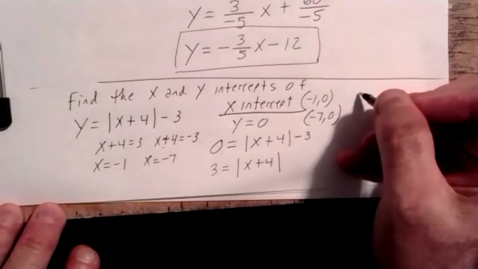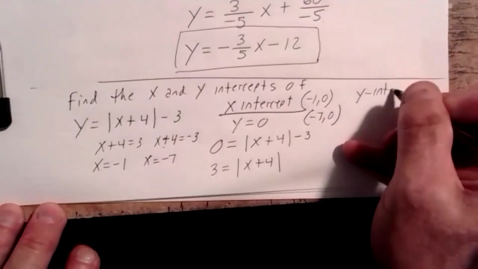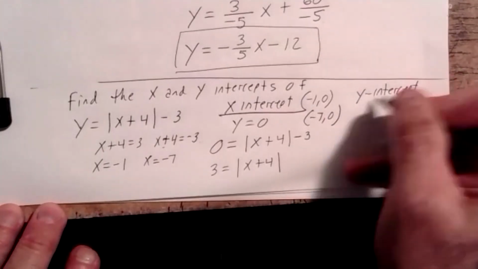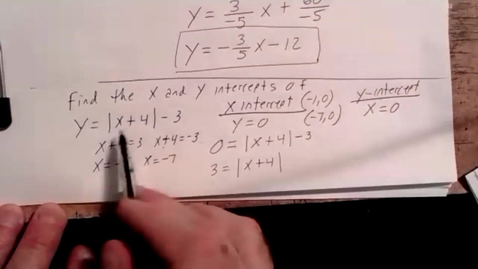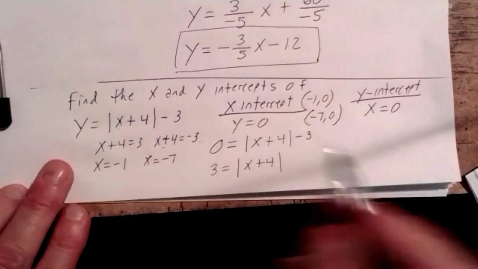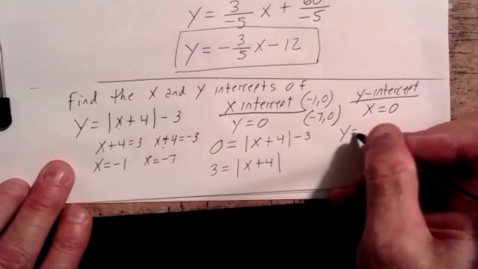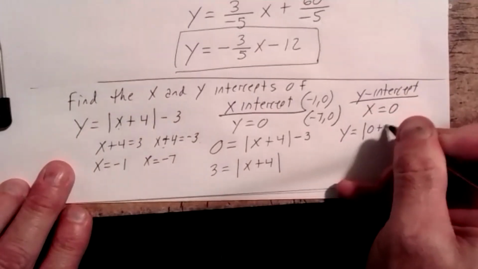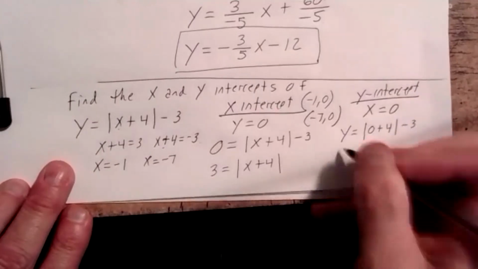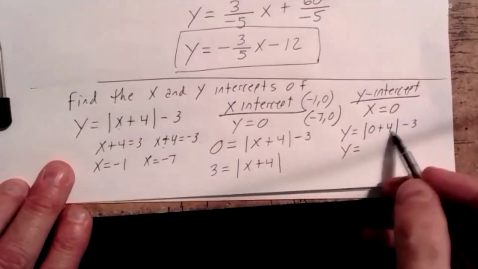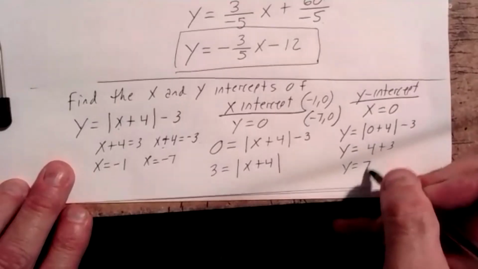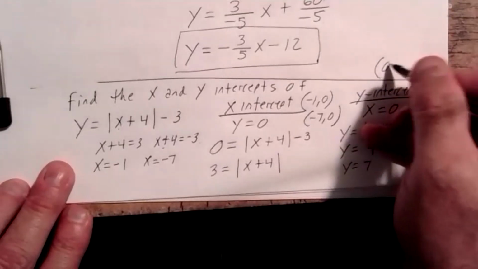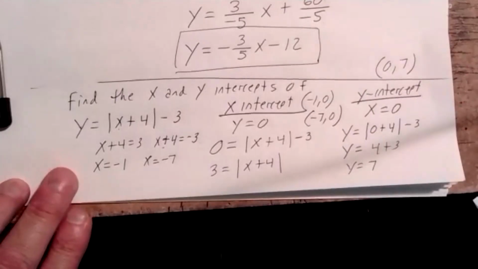To find the y-intercept, what do I set equal to 0? X. Take 0, substitute it in for the x variable into the equation, and then solve for y. So y better be equal to the absolute value of 0 plus 4, subtract 3. Y better be equal to the absolute value of 4, which is 4 plus 3. Y would be equal to 7. Hence, our y-intercept is 0, 7. That's your y-intercept.